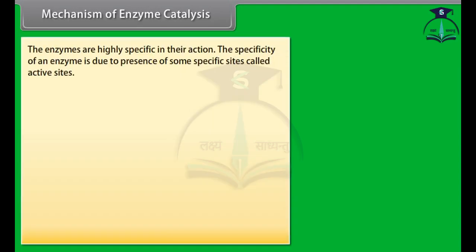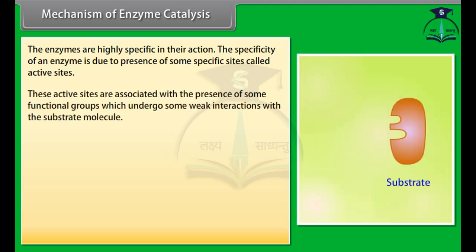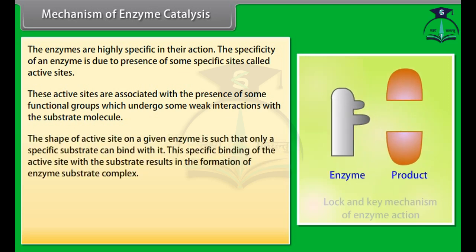The enzymes are highly specific in their action. The specificity of an enzyme is due to the presence of some specific sites called active sites. These active sites are associated with the presence of some functional groups which undergo some weak interactions with the substrate molecule. The shape of the active site on a given enzyme is such that only a specific substrate can bind with it. This specific binding of the active site with the substrate results in the formation of an enzyme-substrate complex.